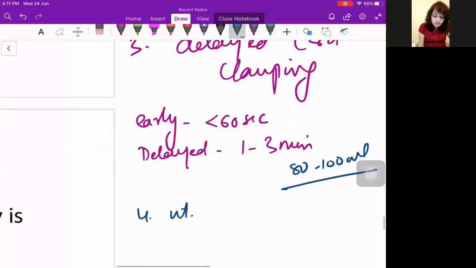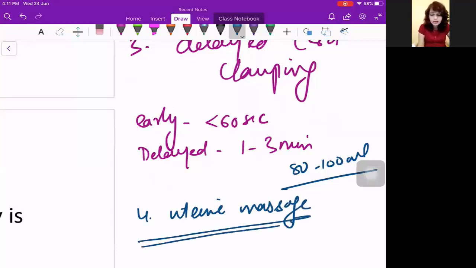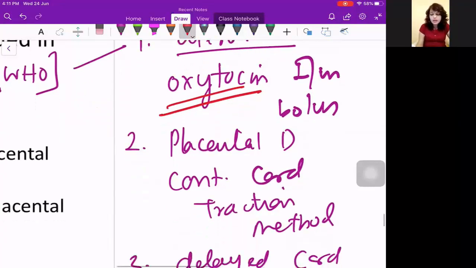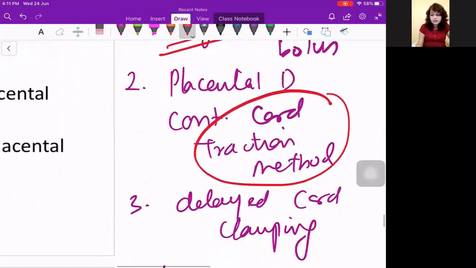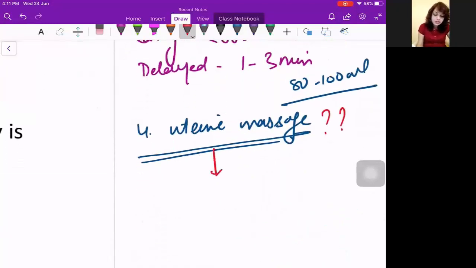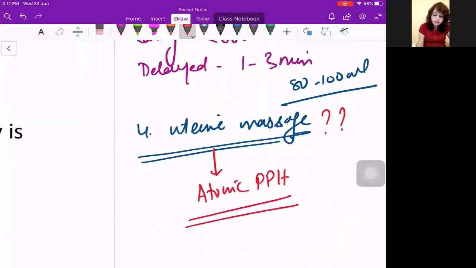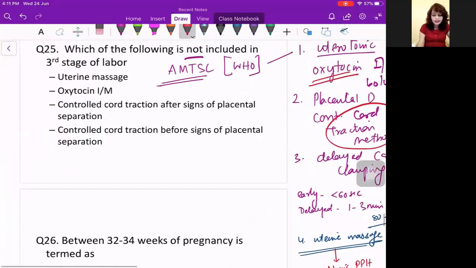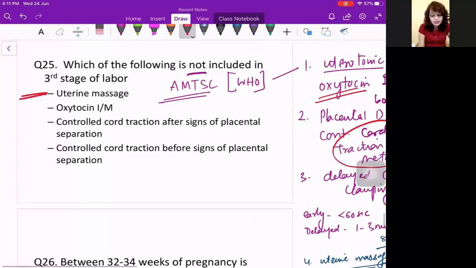Previously, uterine massage was included in third stage management. But nowadays they say that when you are giving oxytocin as a uterotonic as early as possible after the delivery of the baby, and you are delivering the placenta by the controlled cord traction method, uterine massage is the part which is included in the management of atonic PPH. So it depends on what the exact options given are, relatively uterine massage.